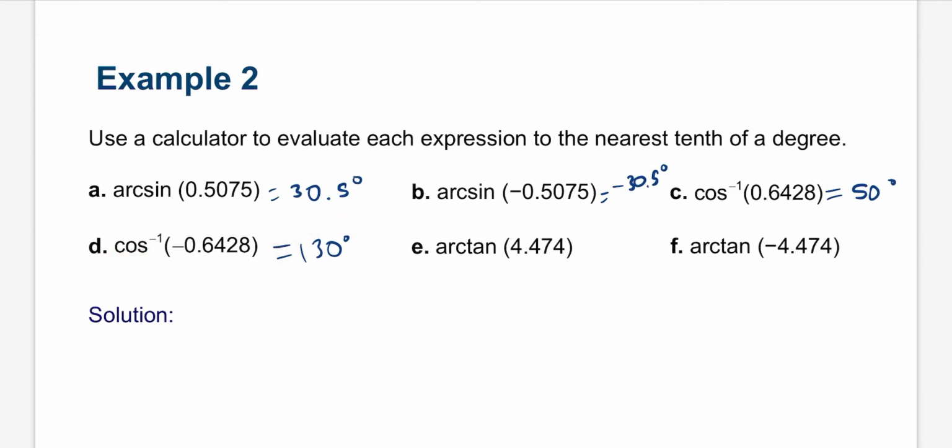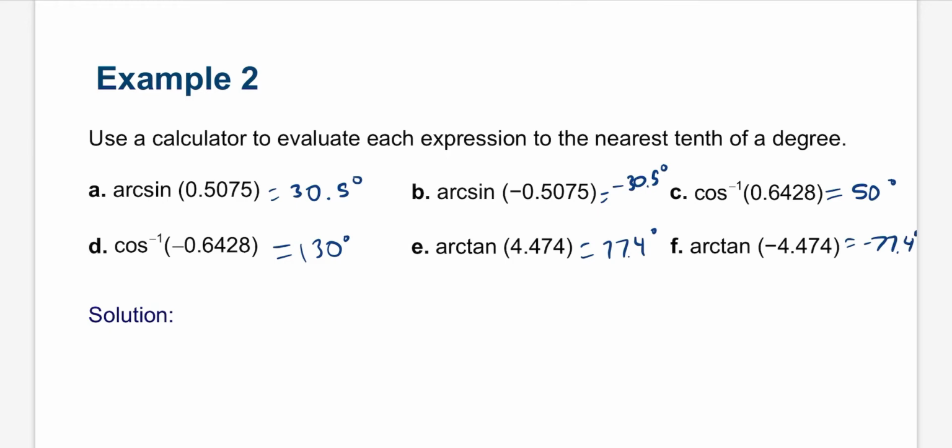Inverse tangent of 4.474. That's going to be 77 degrees, 77.4 degrees. And the last one is inverse tan of negative 4.474. And that is going to be negative 77 degrees.